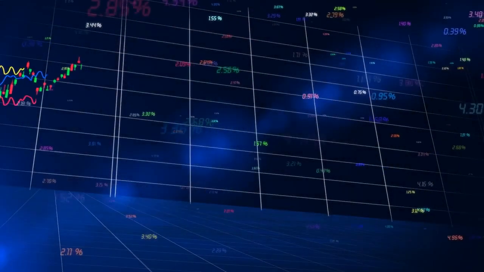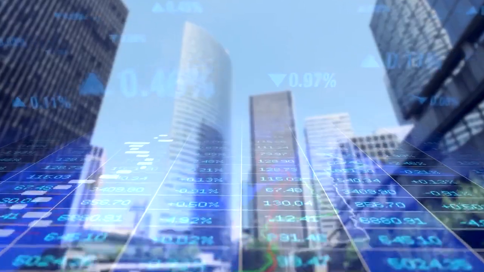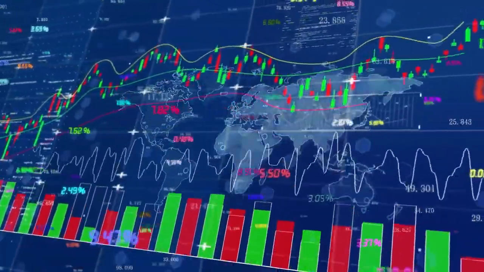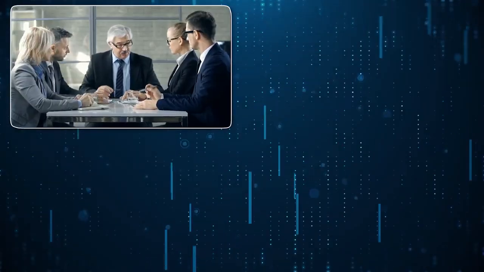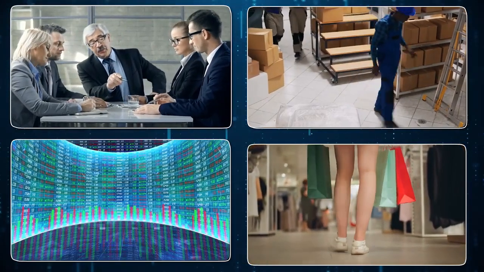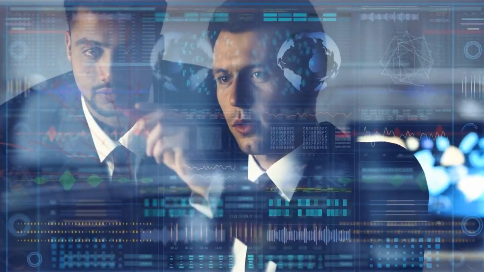For example, in stock market analysis, DeepSeek can predict the potential rise or fall of certain stocks by learning from past patterns and market indicators. Similarly, businesses can use these models to predict consumer demand, inventory needs, or even upcoming trends in specific markets. This gives you the foresight to make smarter, data-backed decisions.